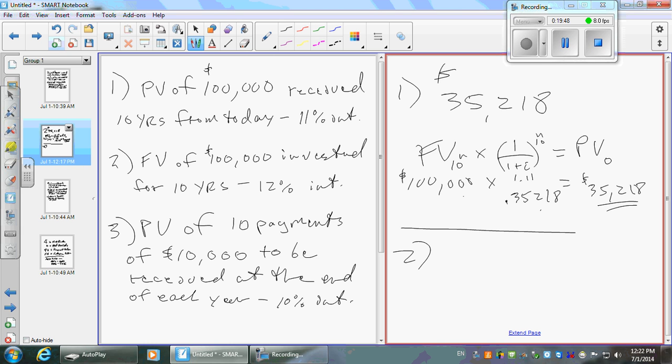If you get an unusual interest rate, do you have to use the formula as opposed to using the table? Yeah, or find a table with it on it. Yes, you'd have to use the formula, or use your calculator. Calculators use the formula.